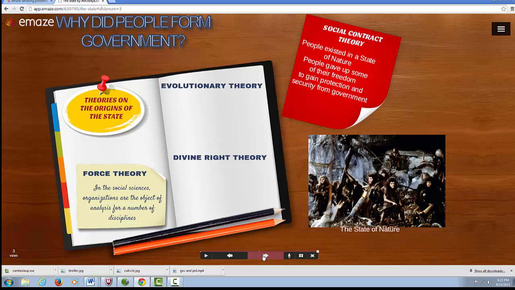So if you want to think about the force theory, you can think that there's a big bully, so to speak, and they don't necessarily have to be the most physically strong, but maybe they are more intelligent than the others, or they have better wits, or they're clever. And through the use of their force, they were able to seize control of a group of people and make them submit to their government. And so this theory maintains that government was forced on people.